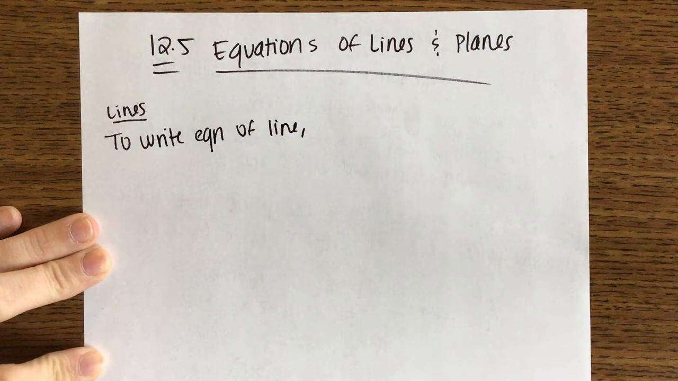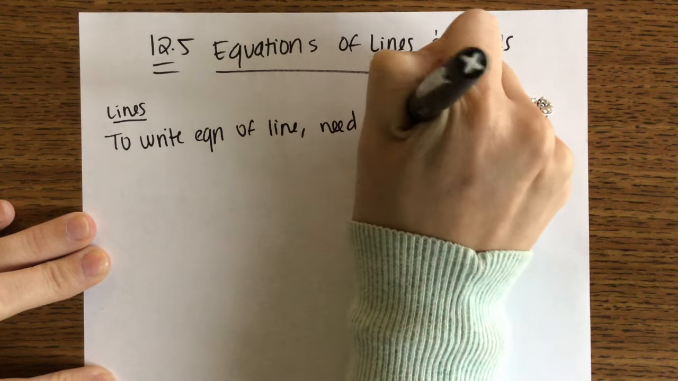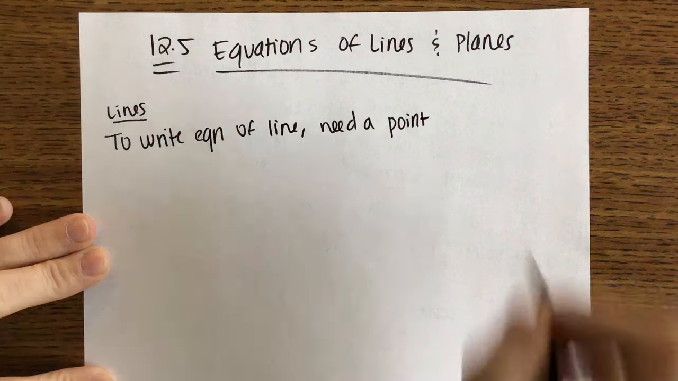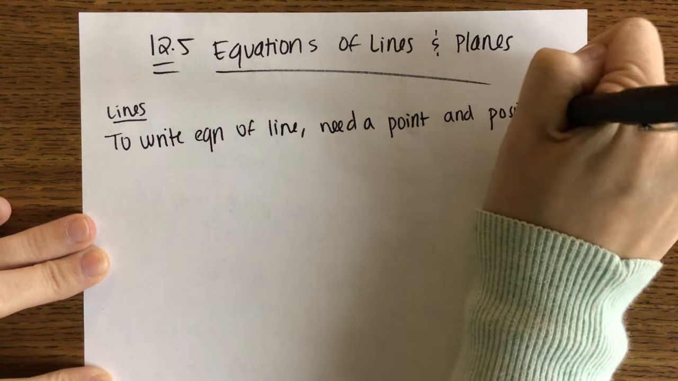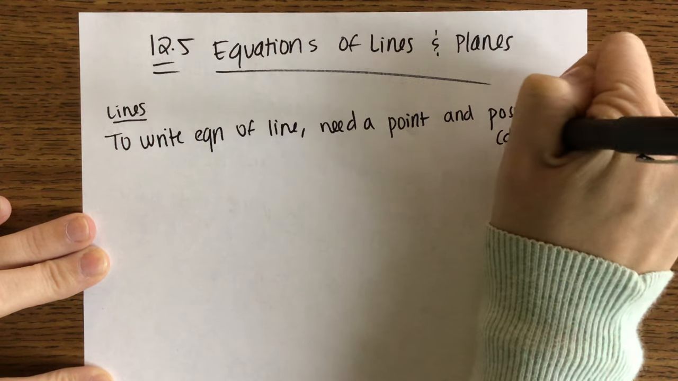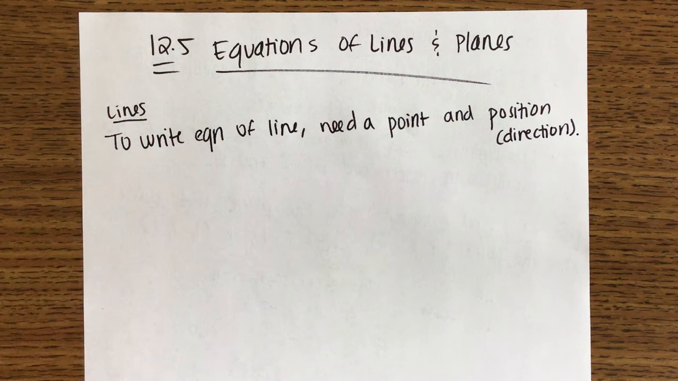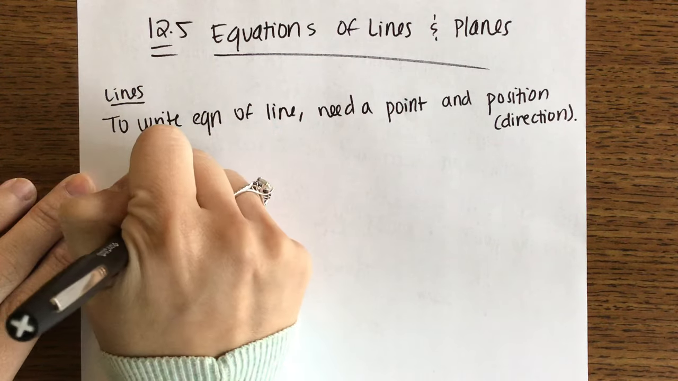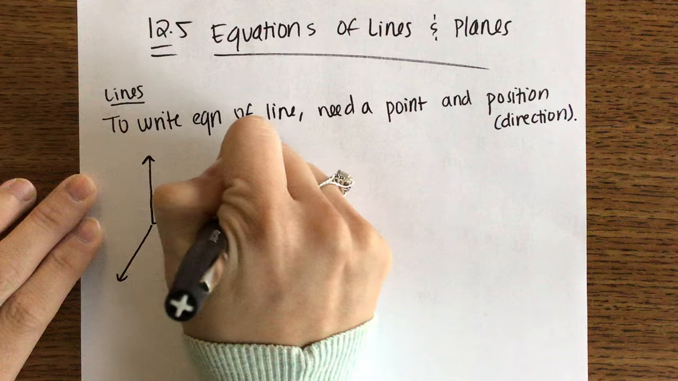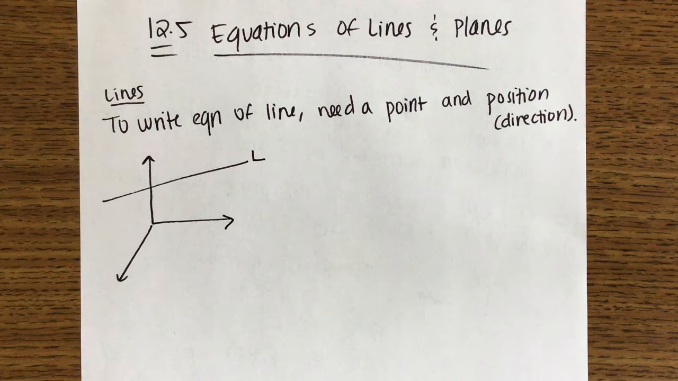there's 2 pieces of information that we need. We need a point that's on the line, and we need the position. By position, you can also say the direction that the line is going. So let's say we draw some line in 3 space. Say that is our line L.